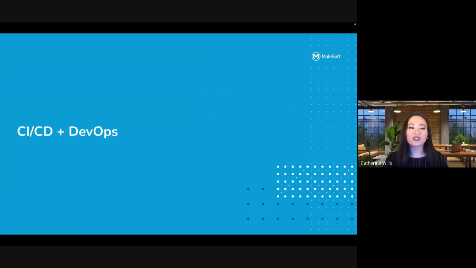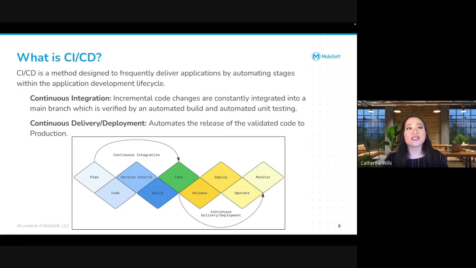So to start this off, we're going to combine CI/CD and DevOps together and look at them together. What is CI/CD? CI/CD is the idea of constantly and frequently delivering your applications by automating those stages within the application development lifecycle so that you're able to continuously integrate and continuously deploy and deliver.